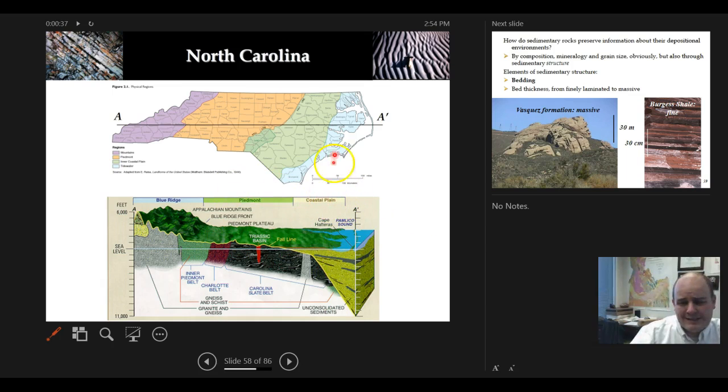Okay. Then we can break it down into smaller ones, which we call the Intercoastal Plain and the Outer Coastal Plain, or sometimes the Tidewater, and then we call the Sand Hills, which is in our neck of the woods. So I'll talk about these quickly.